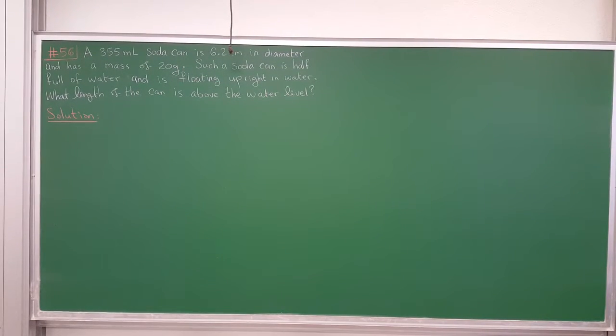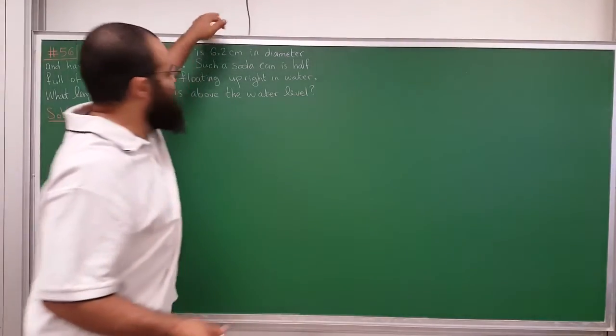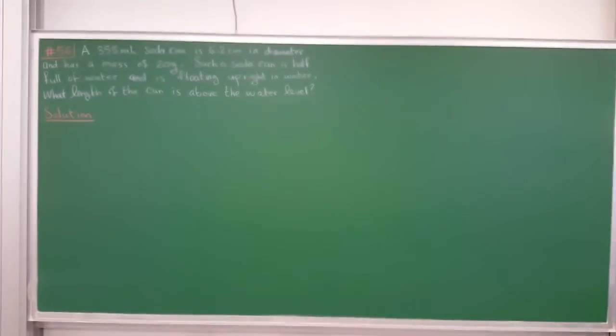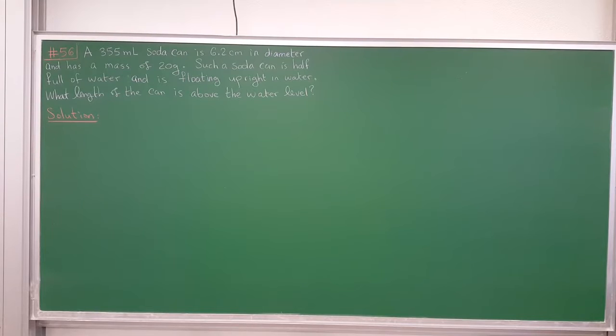Here is a soda can. It's 355 milliliters, just a typical soda can that you can see. And it will be a perfect cylinder for our problem here. Let's get rid of this. The soda can is 6.2 centimeters in diameter. The volume is 355 milliliters. And it has a mass of 20 grams.